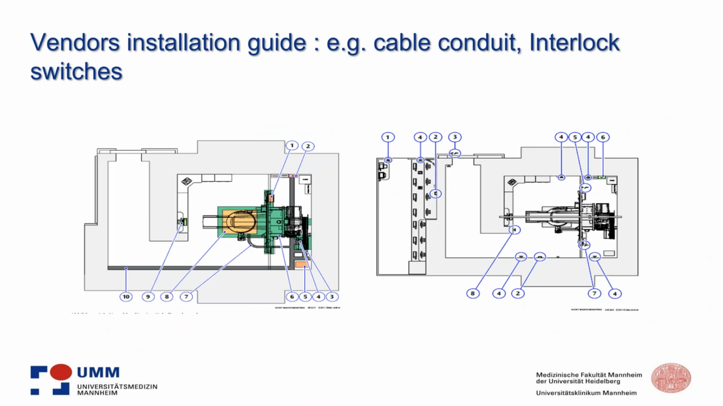What is also pointed out in the vendor's installation guide is the cable conduit, interlock switches, and all these things. You have to connect the machine to the outside world, to the electricity and everything. You have to operate the machine with interlocks, and these interlocks are connected to the operational area and all these things. So you have to connect this treatment room in one way or another.